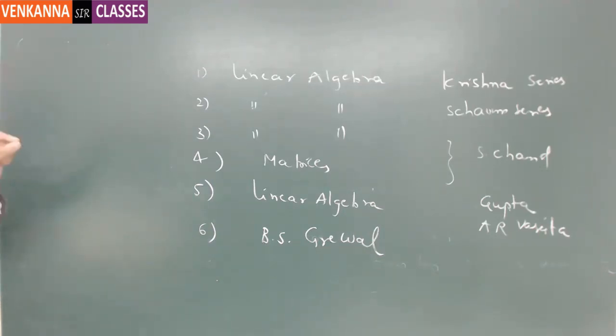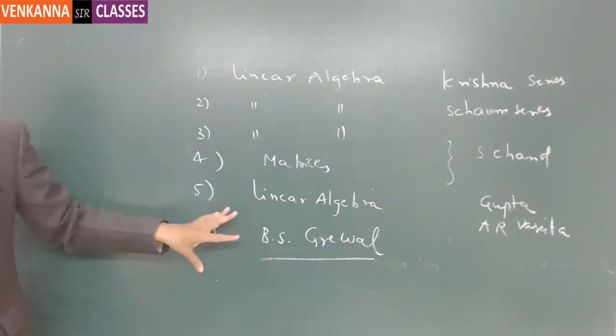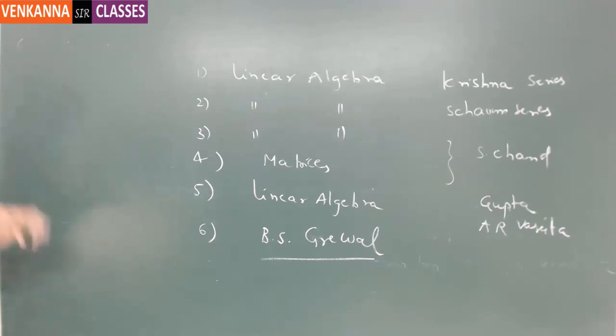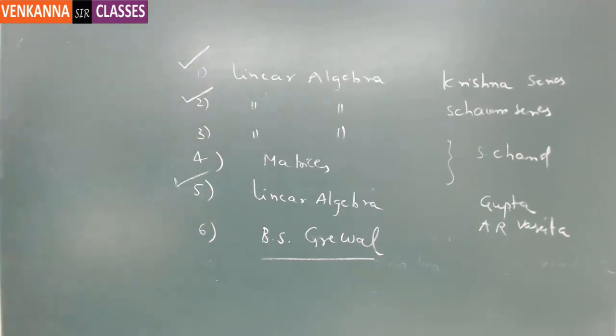One regular setback for selecting the book is, since the syllabi contains two parts, one part is vector spaces, another part is matrices. When you pick up a textbook, majority of them won't contain both. If you take the case of B.S. Grewal, it contains the part of matrices somehow, but it won't contain the part of vector spaces. Similarly for the other books too, however, you can take Linear Algebra by Krishna series, Sham series and Gupta and Vasistha. You can have both portions in these books, vector spaces as well as matrices.